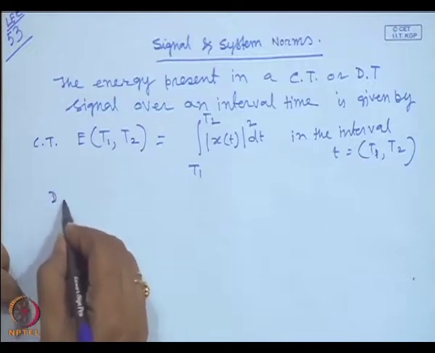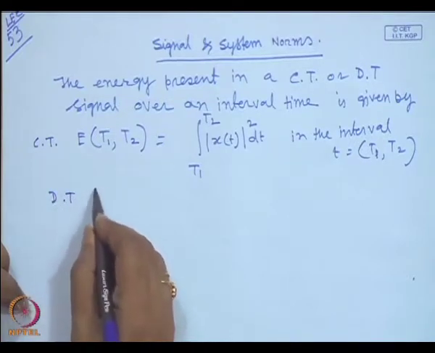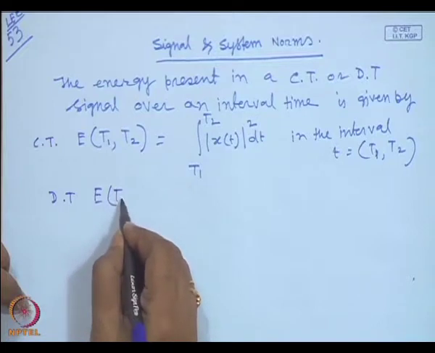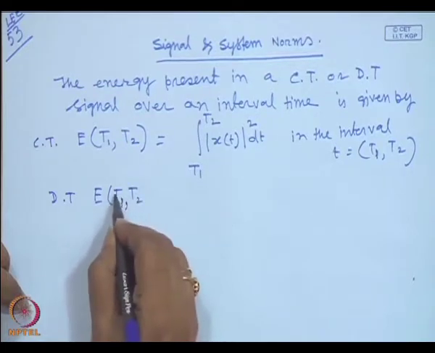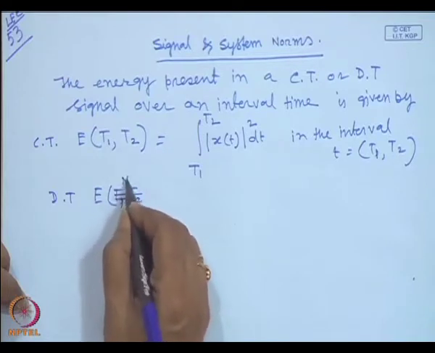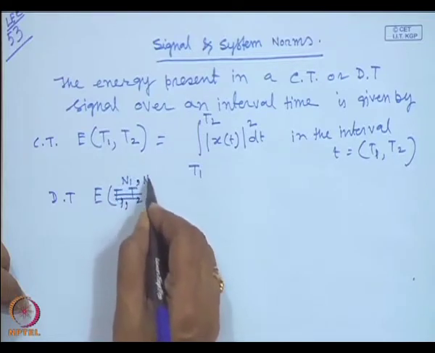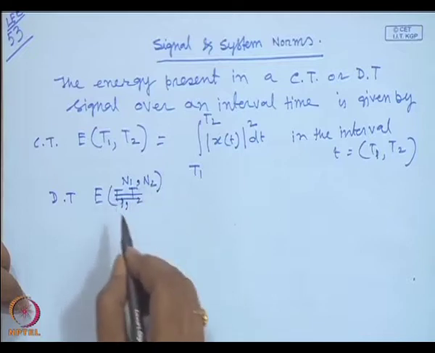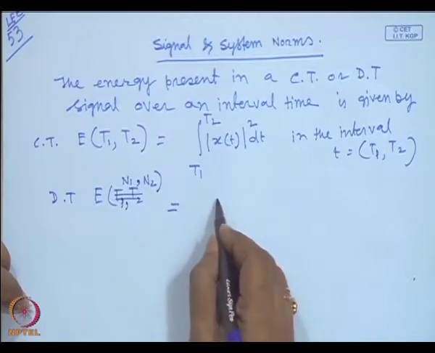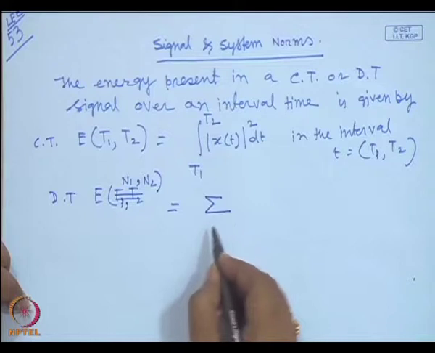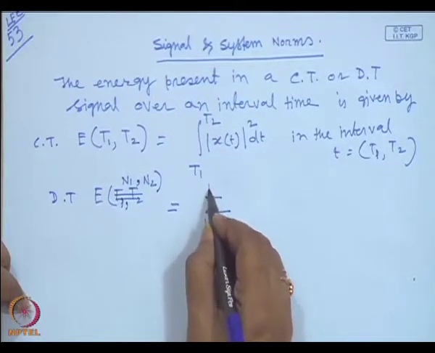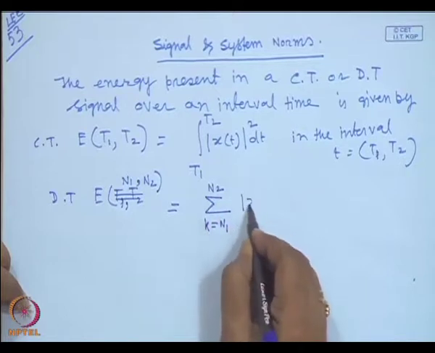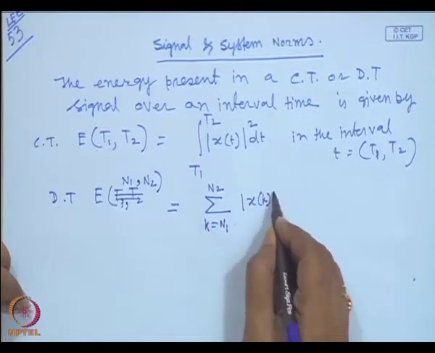The equivalent version for the discrete time case: the energy present over the interval n1 comma n2, where n2 is greater than n1, is equal to, the integration term now replaced by a summation term, sum from n1 to n2 of mod of x of k squared.